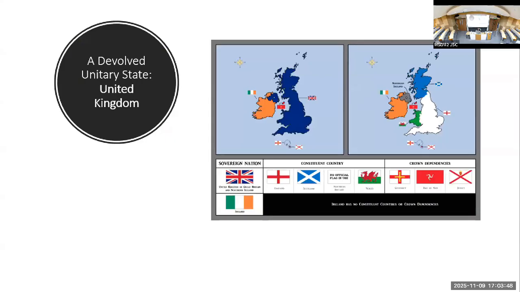UK is a unitary state, but UK has embarked on devolution. So power has gone to Scotland, which has its own parliament, and in 2014 even ran a referendum on Scottish independence. And power has also been devolved to a lesser extent to Wales and Northern Ireland. Both have their own legislative assembly. So this is United Kingdom, a unitary state, but they have devolution.